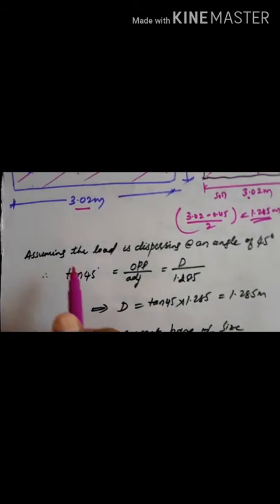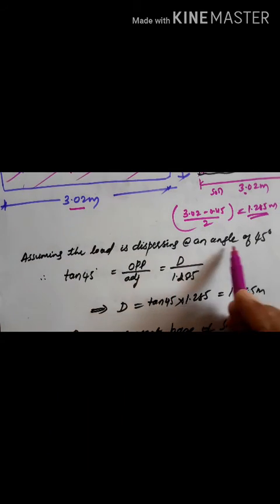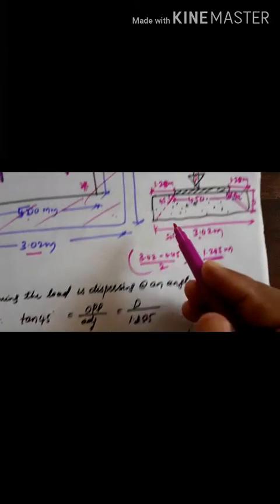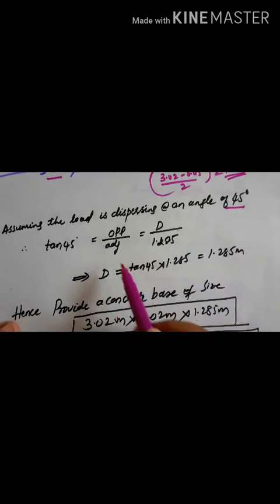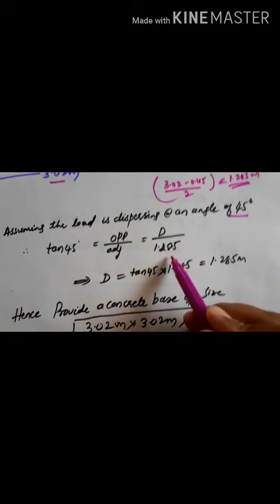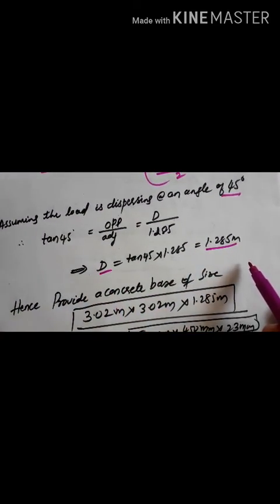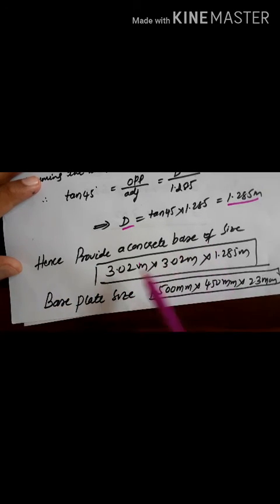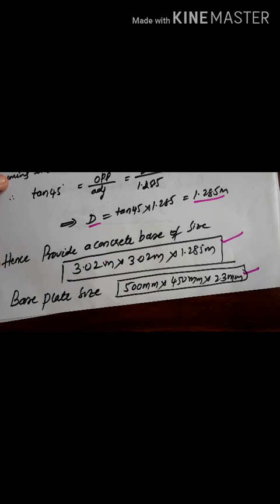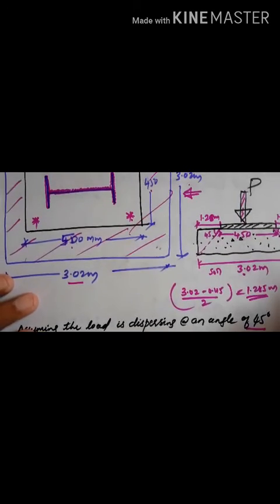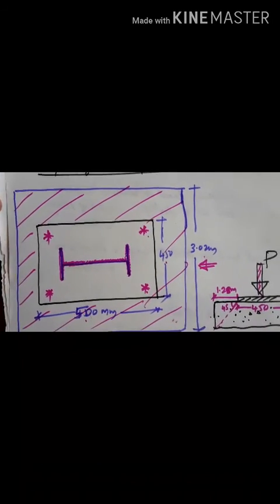Now here, assuming the load is dispersing at an angle of 45 degree, take tan 45. If I take opposite by adjacent, I get D divided by 1.285. This adjacent is 1.285. Then I'll get D as 1.285 meter. Hence, provide a concrete base of size 3.02 meter by 3.02 meter by 1.285 meter. Then the base plate size is 500 mm by 450 mm by 23 millimeter. So this is the complete design of simple slab base plate for the column.